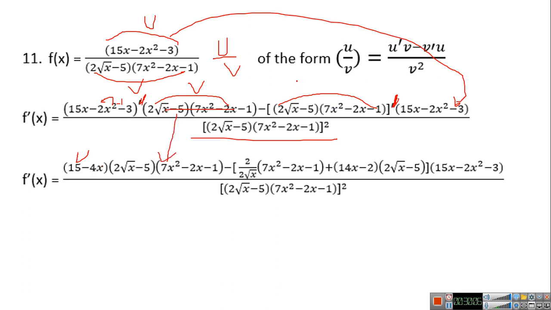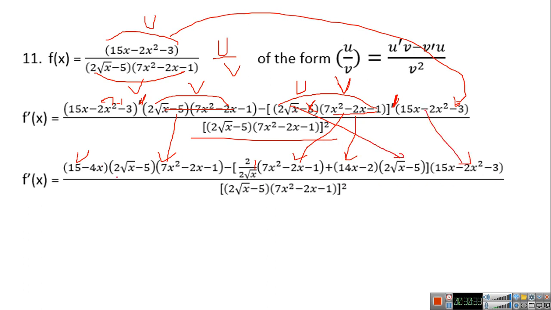Now always ask yourself, anytime you have a prime, of which form. This is of the form u times v. We're going to do it directly now. Derivative of radical x is 1 over 2 radical x, but I have the 2 before. Minus 5 is 0 times v as it is, plus I want to derive here, it's 14x minus 2 times 2 radical x minus 5 as it is, and I have this one.